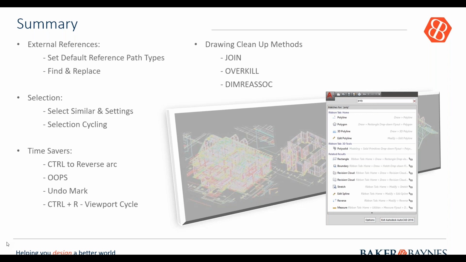We did an undo mark in order to set a marker in order to undo to that point, basically after drawing a whole bunch of things. We also did a viewport cycle through. When we entered the viewport, we hit Control R to cycle through different viewports. We did a drawing cleanup using 3 of those options. We also spoke about audit and purge, but we also did a join, overkill, and dim reassociate to help you with those dimension lines or dimension values that have been overridden.